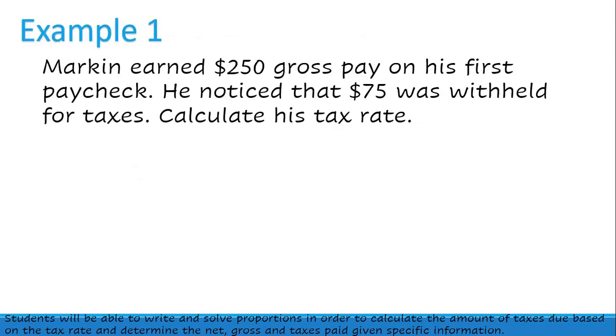So first formula. Here's our first problem. Markin earned $250 gross pay on his first paycheck. He noticed that $75 was withheld for taxes.